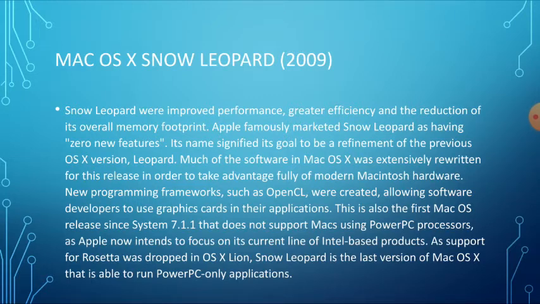Unlike Leopard, much of the software in Mac OS X was extensively rewritten for this release in order to take full advantage of modern hardware. New programming frameworks such as OpenCL were created, allowing software developers to use the graphics card in their applications. This is also the first Mac OS release since System 7.1 that does not support Macs using PowerPC processors.